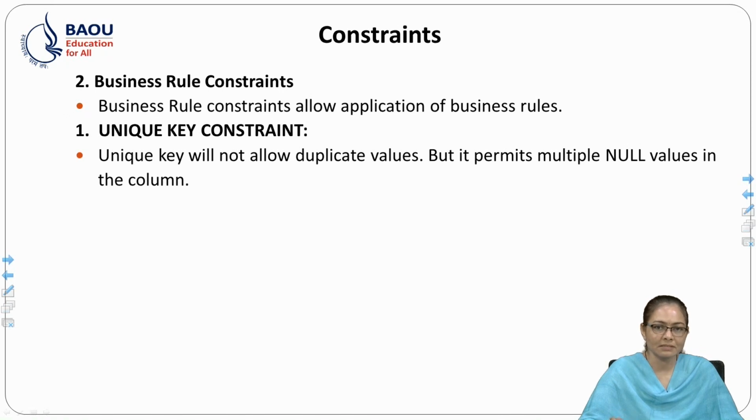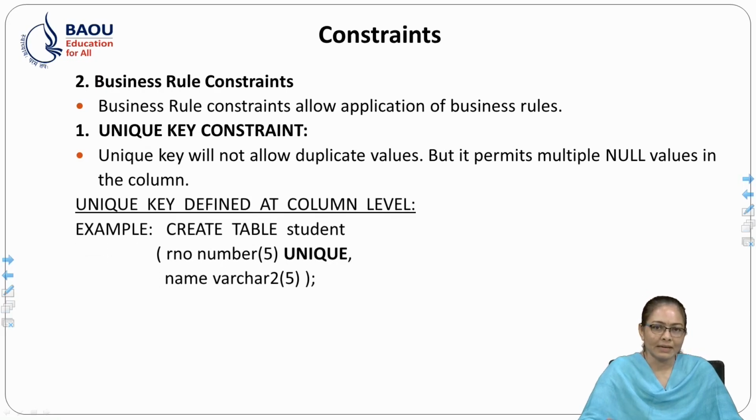See, the first one is the unique key constraint. The unique key will not allow duplicate values, but it permits multiple null values in the column, which is not permitted in a primary key constraint. When we use the unique key constraint, then a unique index is automatically created. A table can have more than one unique key, but the table can have only a single primary key. This is the difference between unique key and primary key.